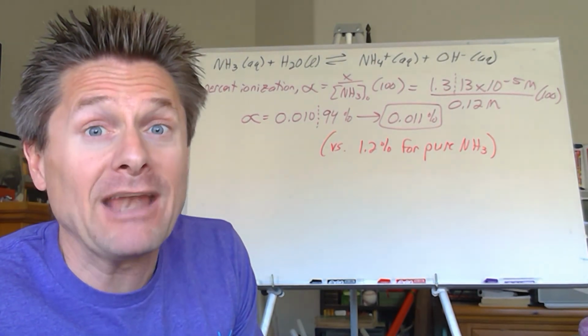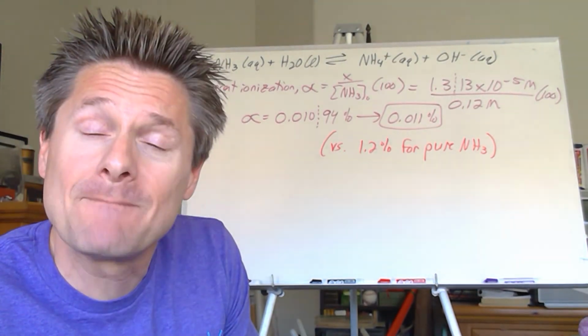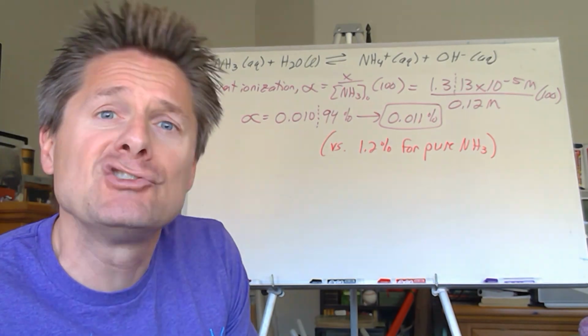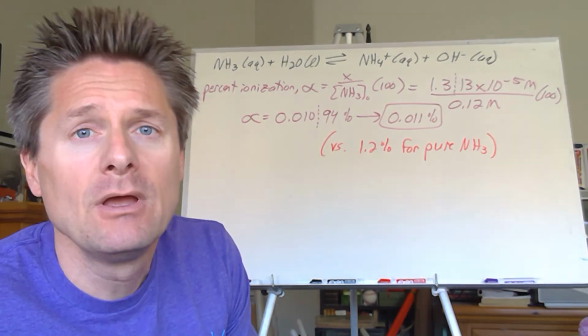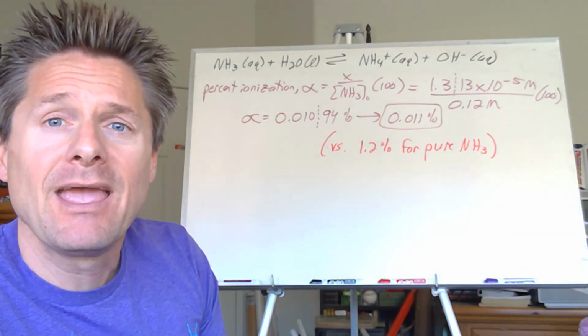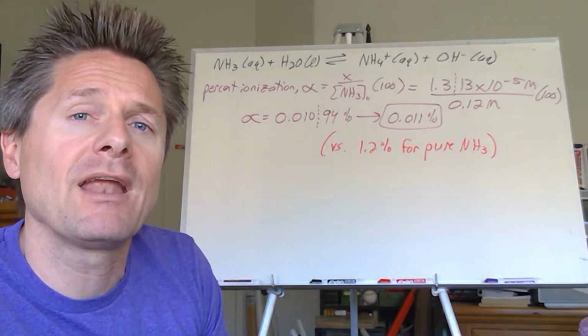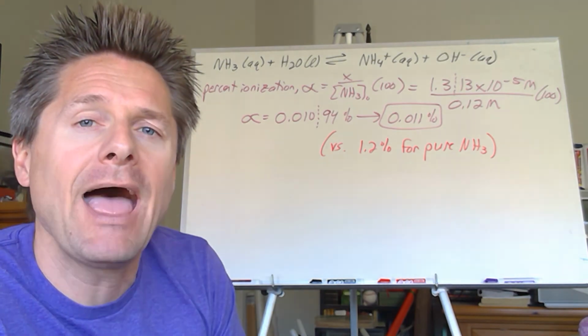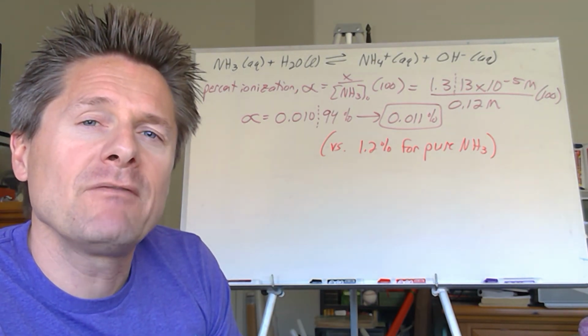That common ion effect is pretty significant, and we can use that knowledge to control the pH of solutions, right? If I want to take a weak acid or weak base and shift its pH around or percent ionization, I can add a common ion to that, and that's going to lead us into buffer solutions.